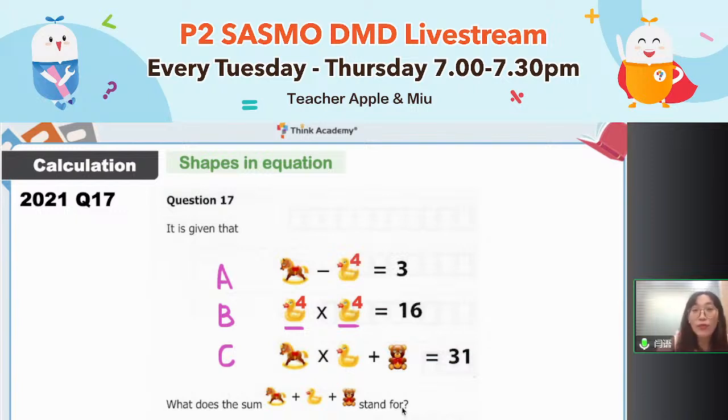Okay, and then we move on to equation A. Which number minus 4 equals to 3? Can you tell me? Which number minus 4 equals to 3? Everyone. Yes, 7. Good job. 7 minus 4 equals to 3, right? So after that, we already figured out the horse equals to 7. Then 7 times 4. What is 7 times 4?